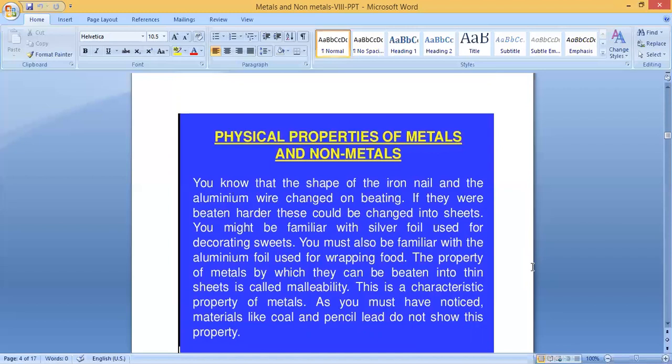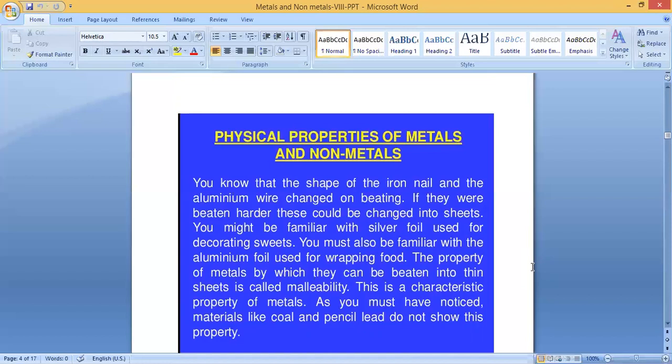You keep on hitting or beating with a hammer, and you can see that it will change into sheets. You might be familiar with the silver foil used for decorating sweets. Likewise, you must also be familiar with the aluminum foil used for wrapping food. How does it look? It looks like thin sheets. So it is aluminum. It's a metal, but it's in the form of a sheet. Clear? The property of metals by which they can be beaten into thin sheets is called malleability.